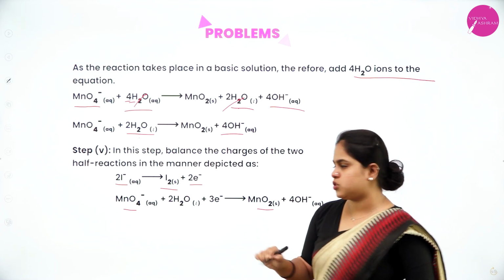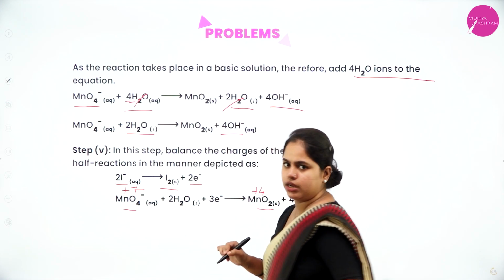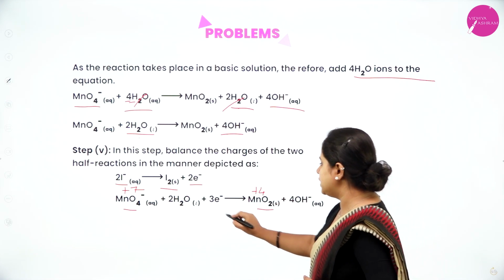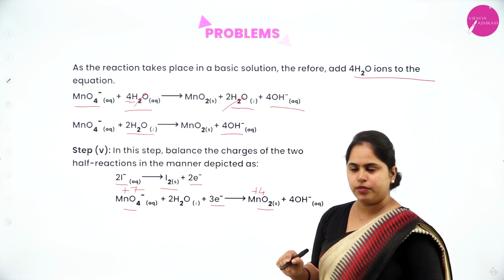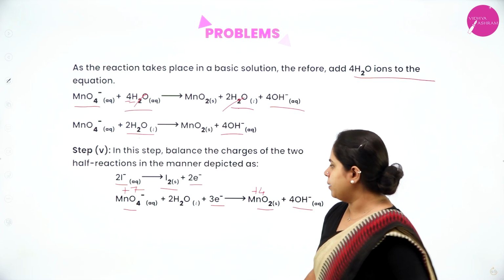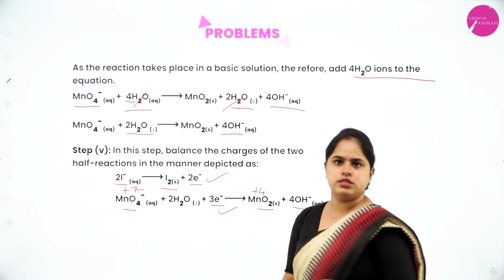How many electrons are associated? It is from +7 to +4 oxidation number, right? Oxidation state. We have written that in the beginning itself. That means 3 electrons are associated here, right? And it gives 4OH⁻ ions, which is already written here. So you can see here 2 electrons here and 3 electrons here.